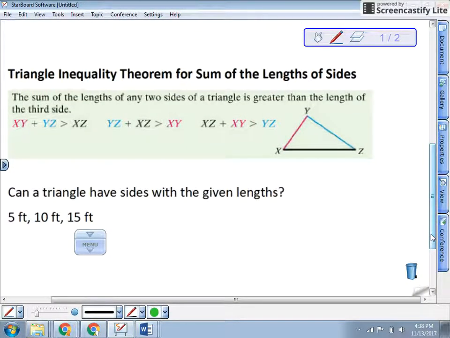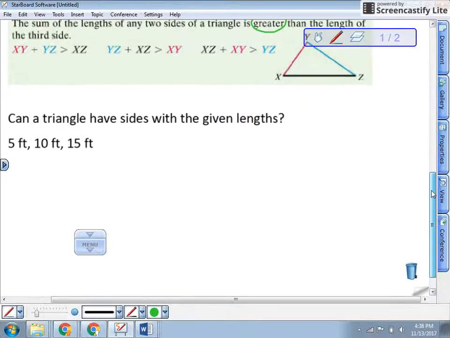Here we go, the triangle inequality theorem for the sum of the lengths of the three sides. Basically, when you add up any two sides, the sum has to be greater than, not equal to, greater than the length of the third side. So pick any two sides, and the sum has to be greater than the third. They'll ask the question, can a triangle have sides with the given lengths? There are the lengths listed. So let's add them up.